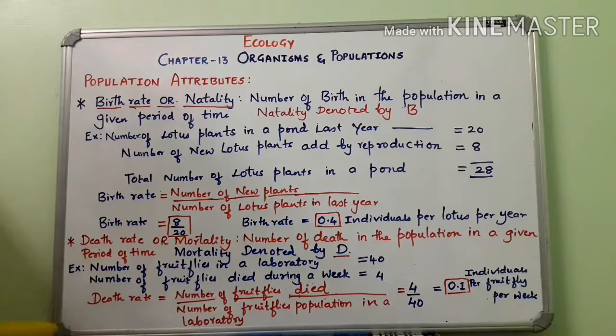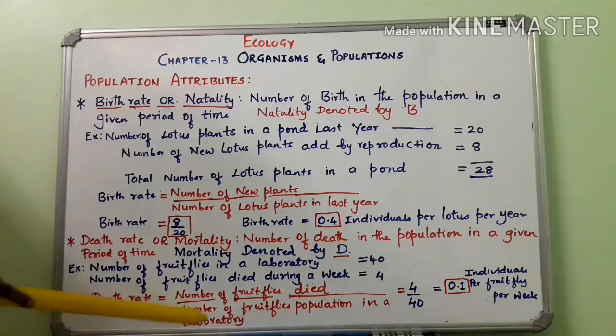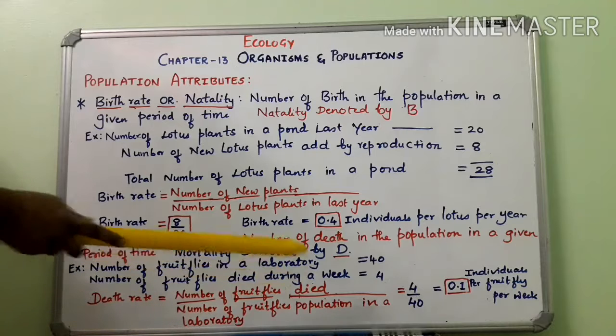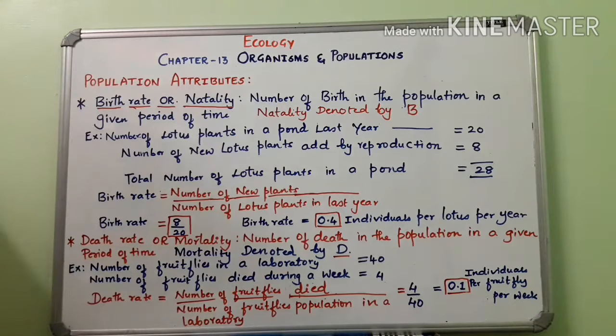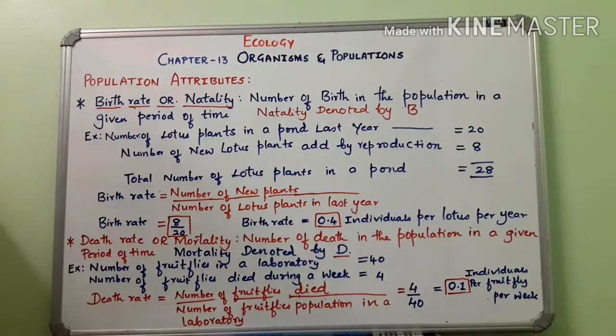So, death rate is the number of fruit flies died divided by the number of fruit flies in the laboratory population. So, 4 divided by 40 is equal to 0.1 individuals per fruit fly per week. So this is how we are going to calculate the birth rate and the death rate.